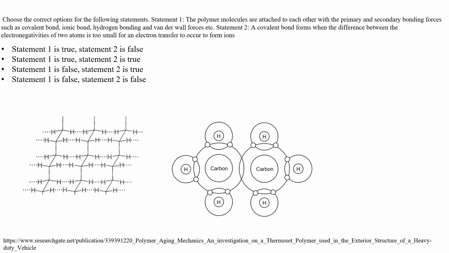Statement two, when you see it, the covalent bond forms when the difference between the electronegativities of two atoms is too small for an electron transfer to occur to form the ions. So that's exactly how the carbon is forming right here. You can see the covalent bonding forming, and that's how the covalent bond between the polymer molecule backbone is formed. Statement one and statement two are.